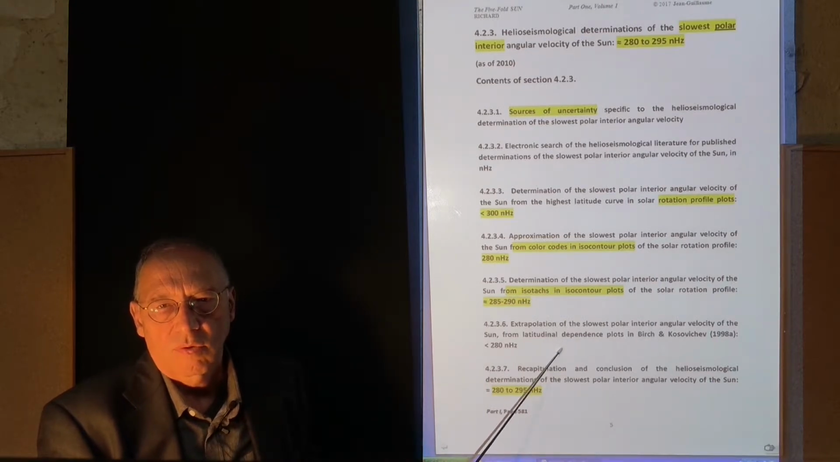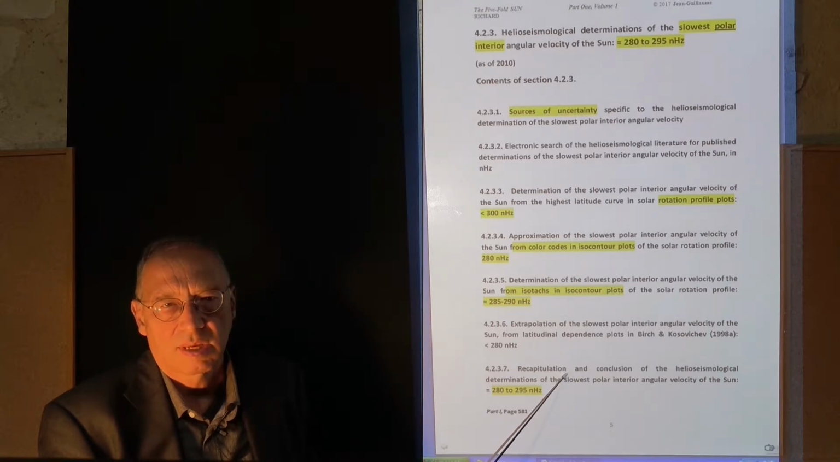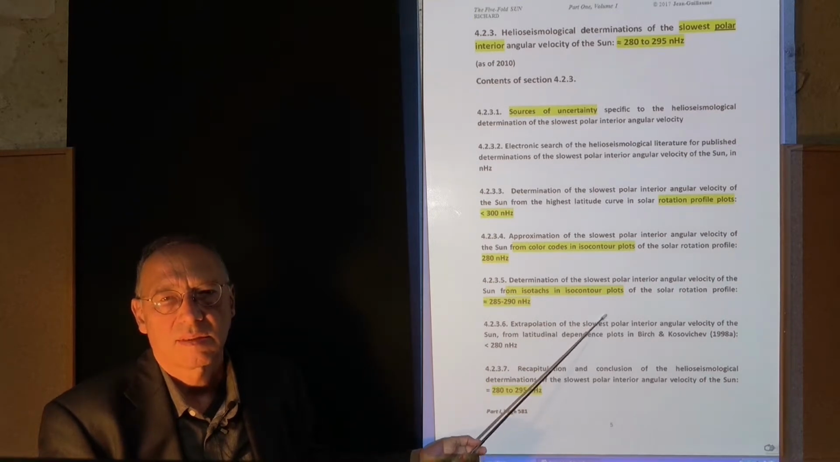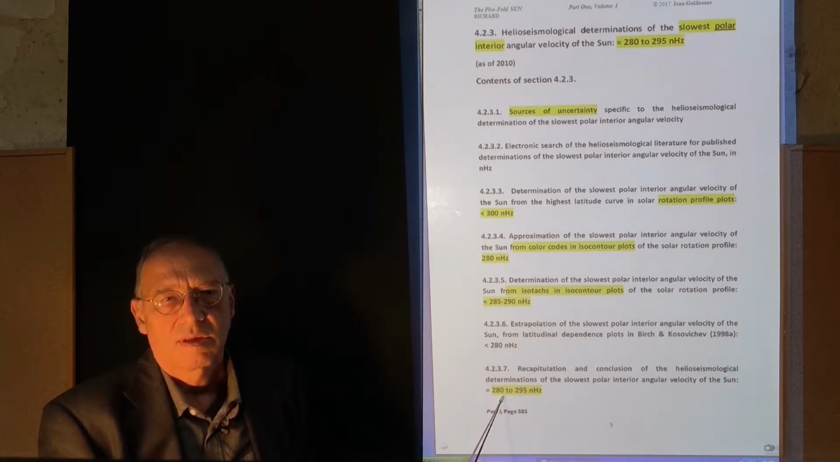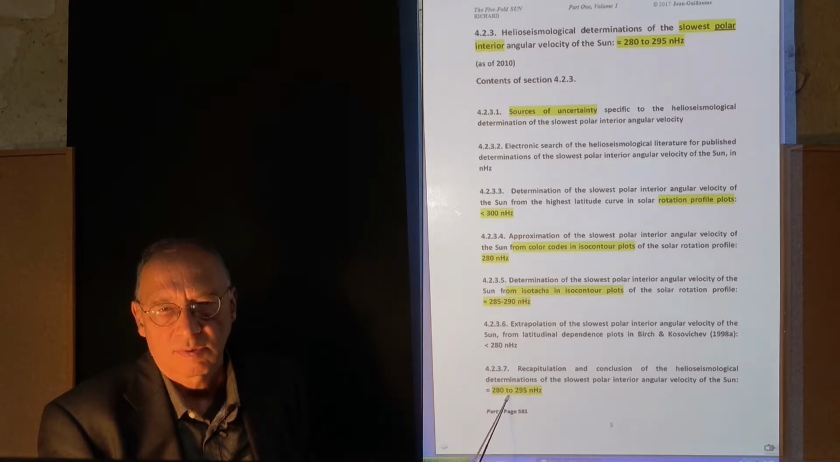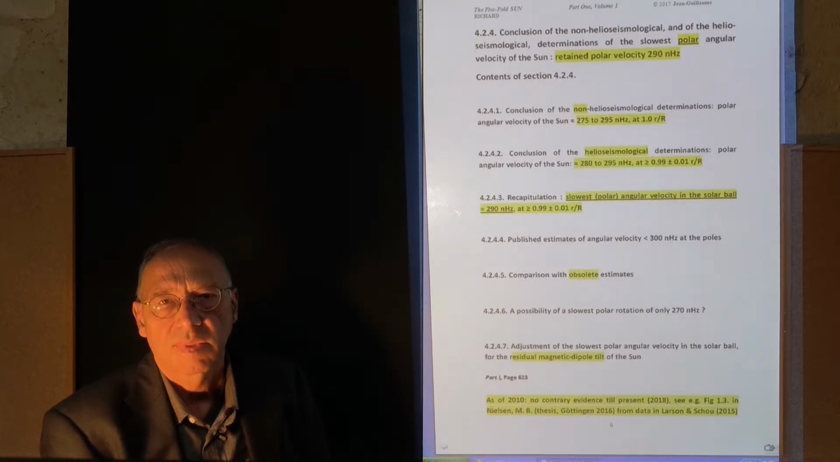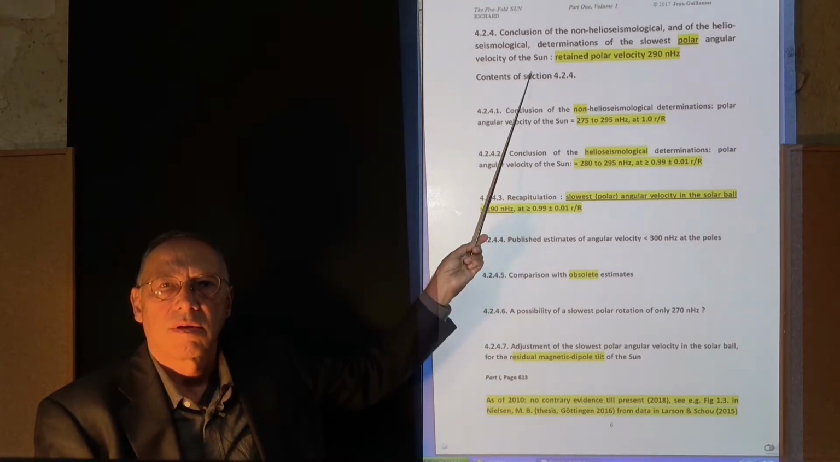We will, in conclusion, without showing the painstaking details of this meta-analysis and the technical assumptions underlying these results, conclude that the slowest polar angular velocity in the Sun was, as of 2010, about 280 to 295 nanohertz.